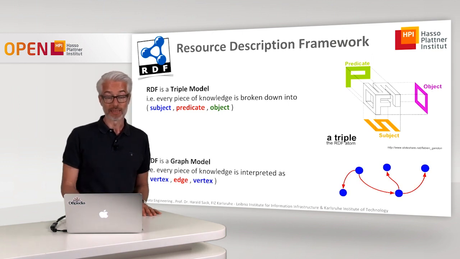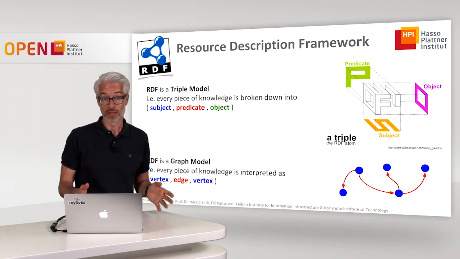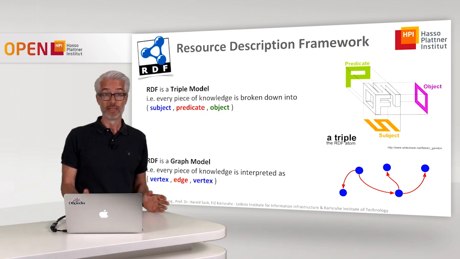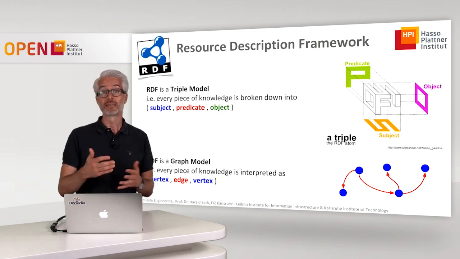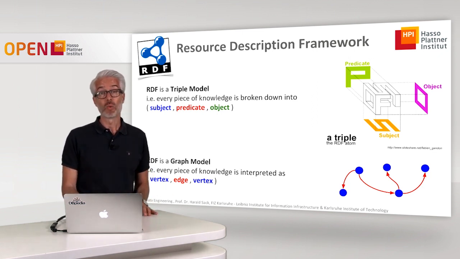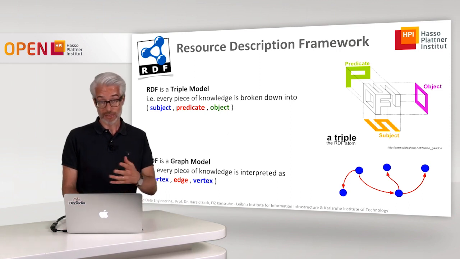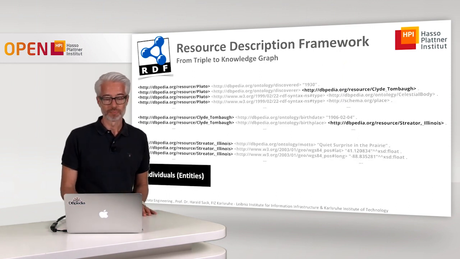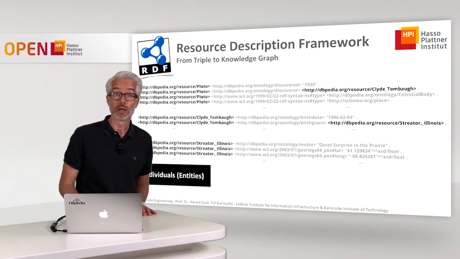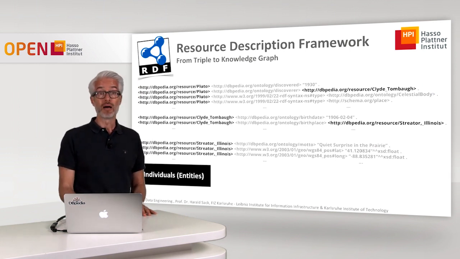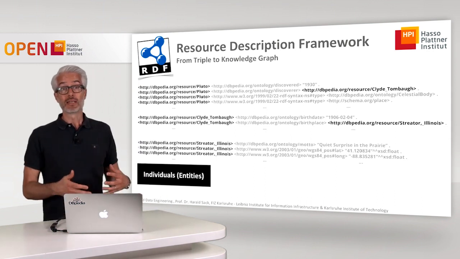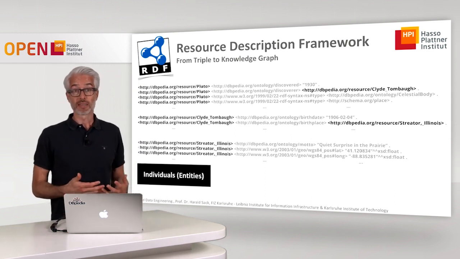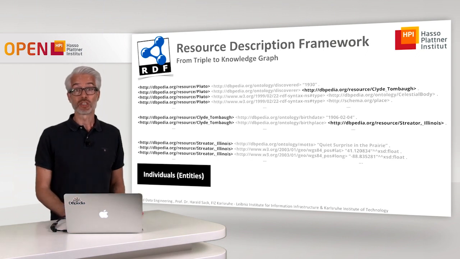On the other hand, RDF is also a graph model, which means every piece of information can be interpreted as a vertex, an edge, and another vertex. So we have graphs and we have this triple model, which are somehow exchangeable. It's only a way of interpreting this knowledge. We have just seen this in the example. Usually then, in our RDF triples, we are talking about entities, and about these I try to formulate or represent facts which represent some knowledge about these entities.